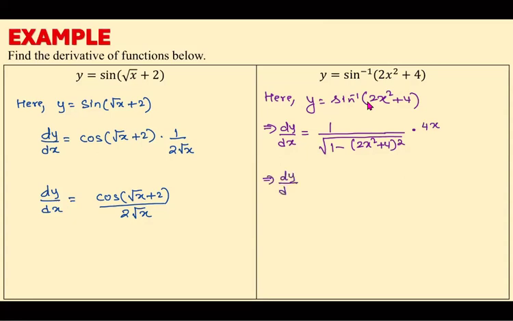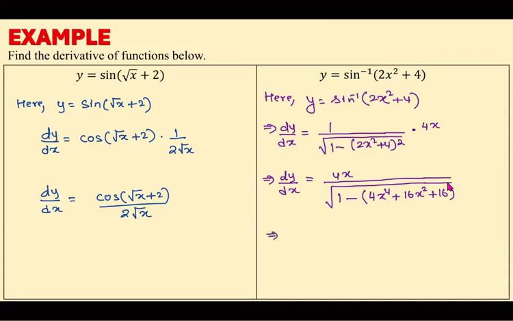dy over dx is equal to, if we multiply here, 1 times 4x is 4x. And in the denominator, we have the square root of 1 minus 2x squared plus 4, squared. So that is 2x squared plus 4 times 2x squared plus 4. If you FOIL that, you get 4x to the 4 plus 16x squared plus 16.